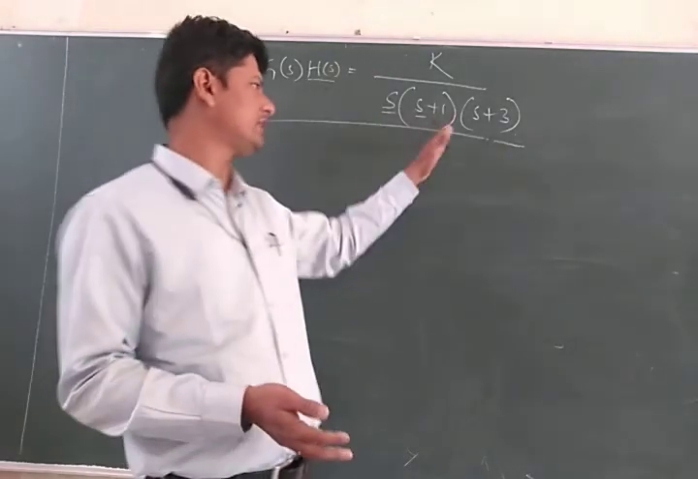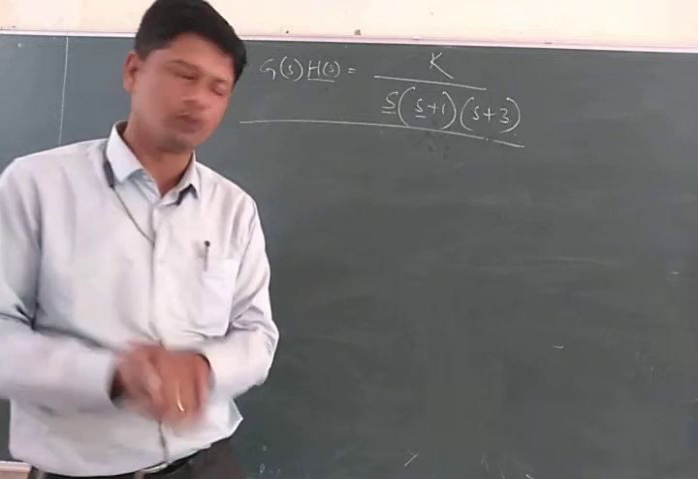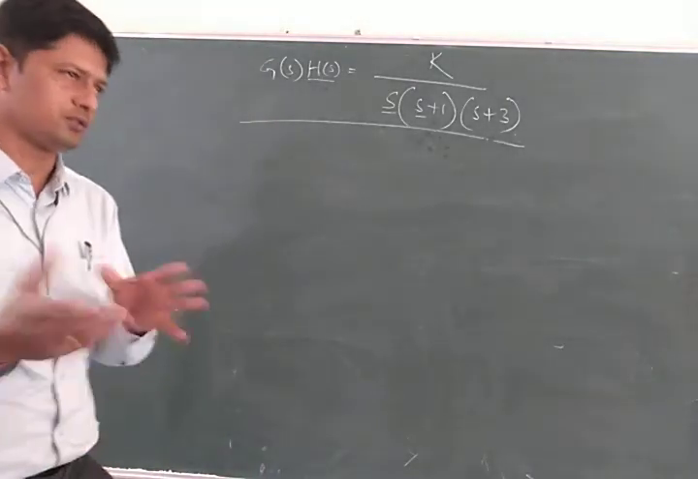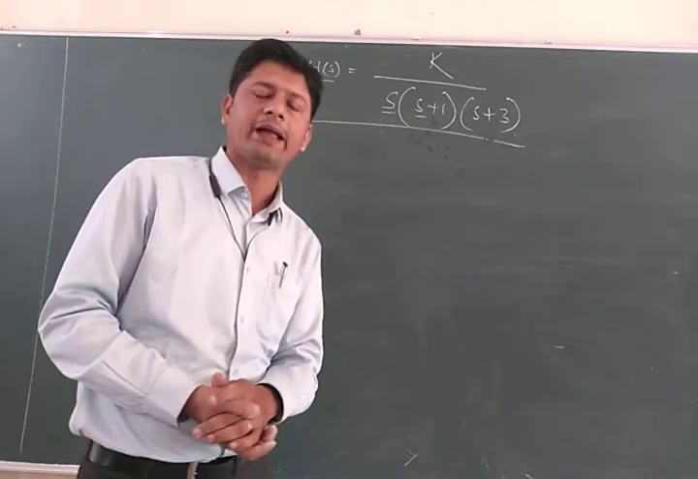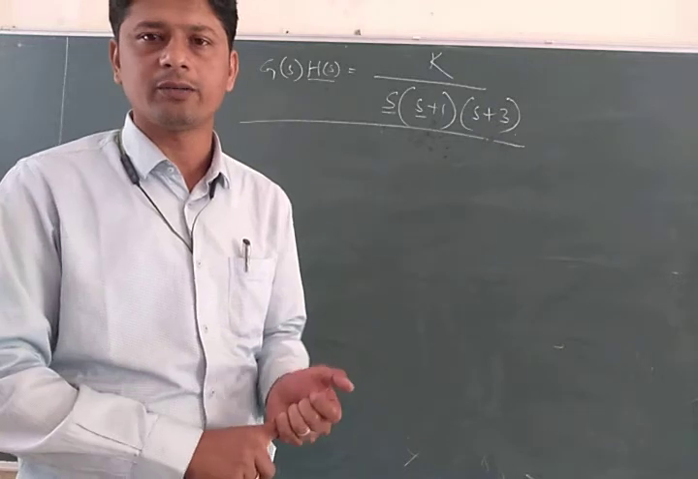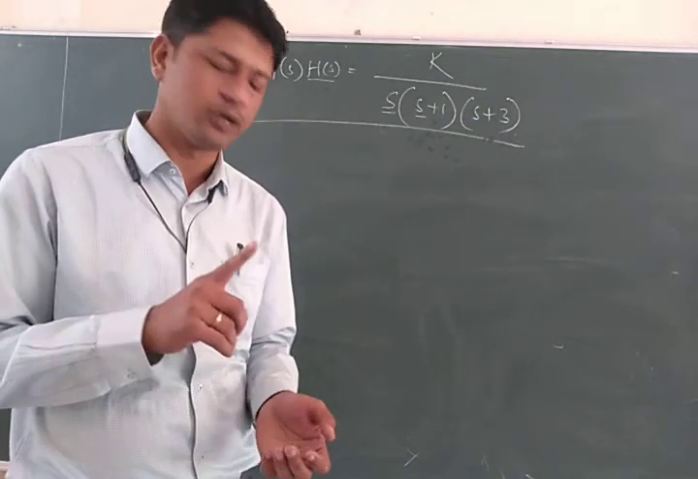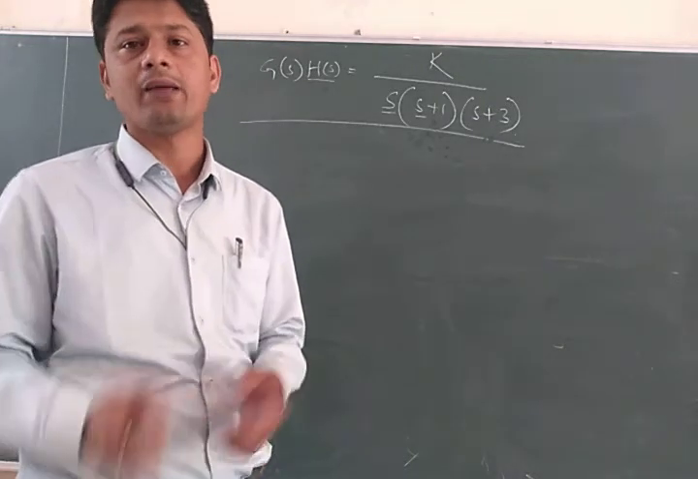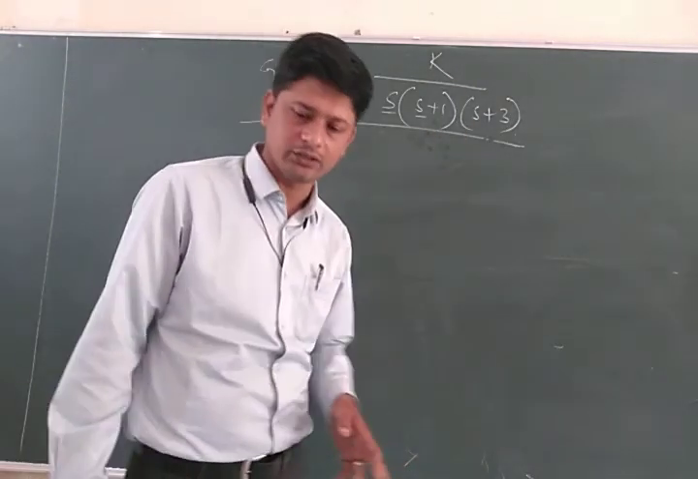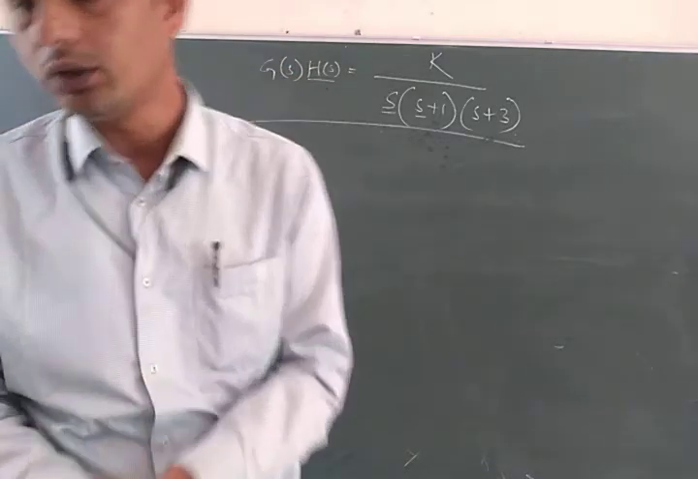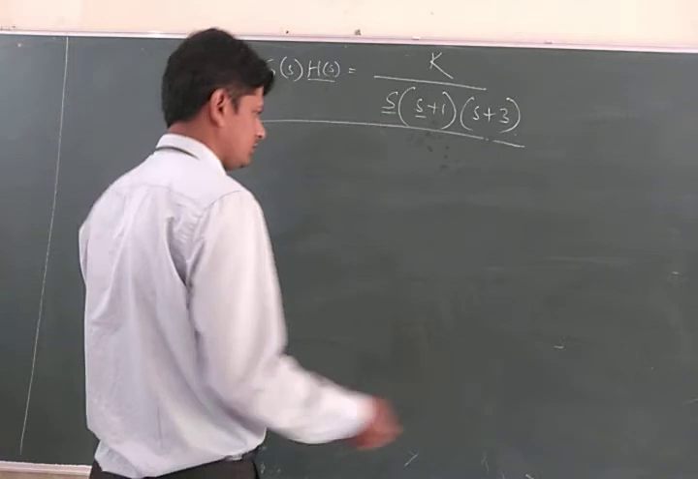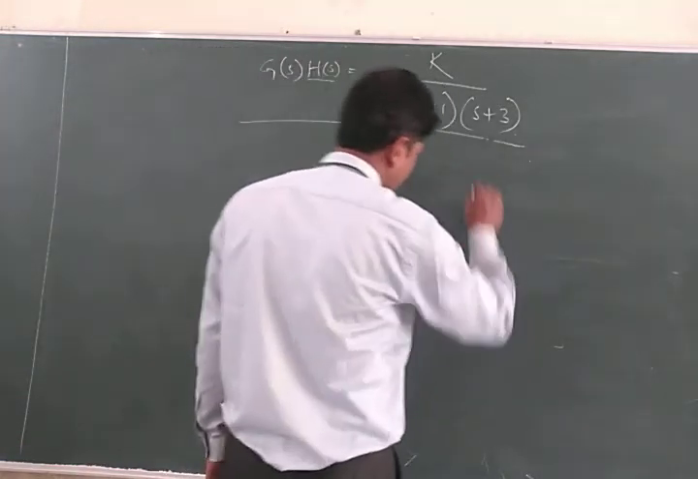But here there is no second order term, and hence no complex poles arise. Similarly, point number 9 is the angle of departure from complex poles, and point number 10 states the angle of arrival at complex zeros. Since there are no complex poles and no complex zeros here, we don't need to find the angle of departure and angle of arrival.